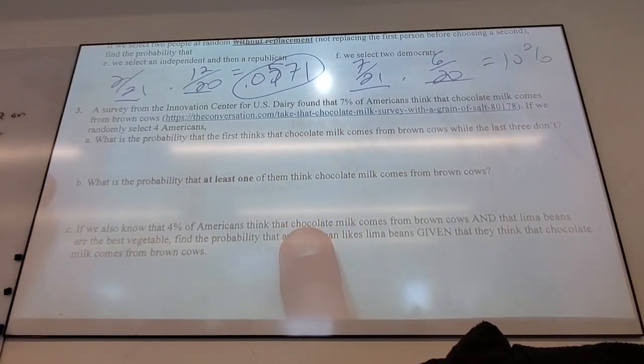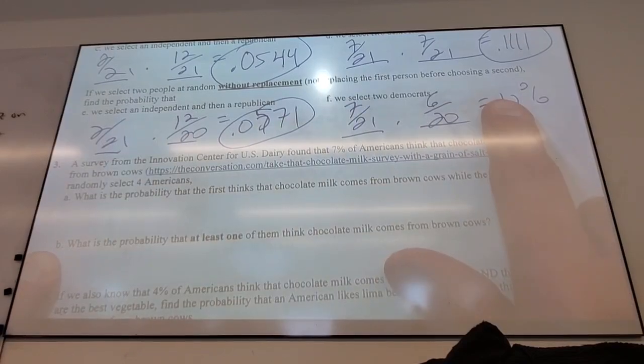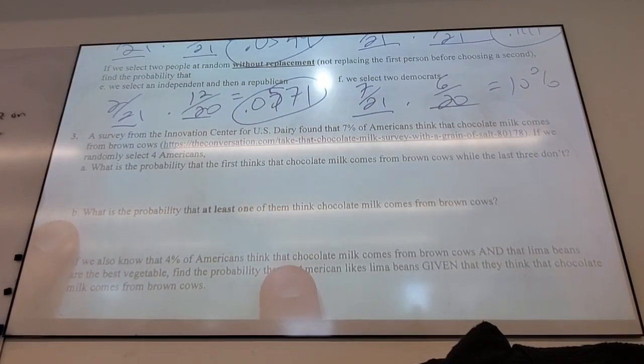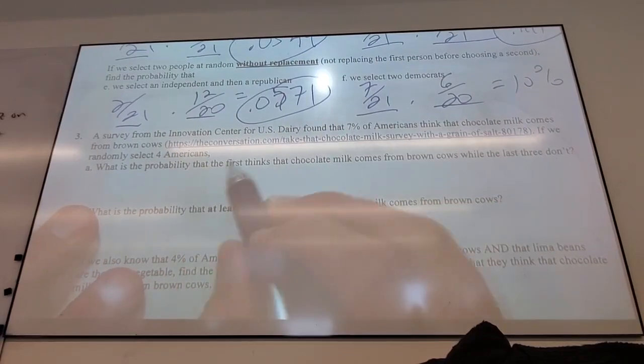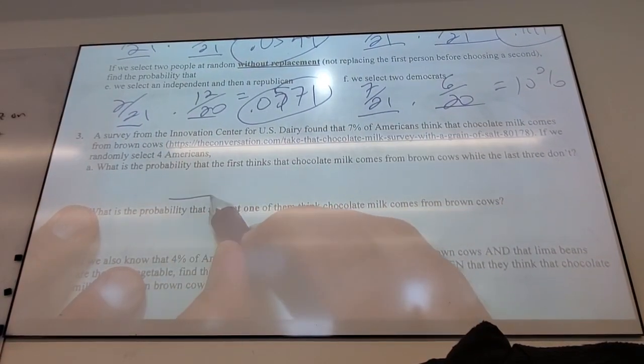So this last one, how are we doing up here? What's my population I'm working with in number 3? Is that really big? Yes. How many people am I picking? 3 or 4.